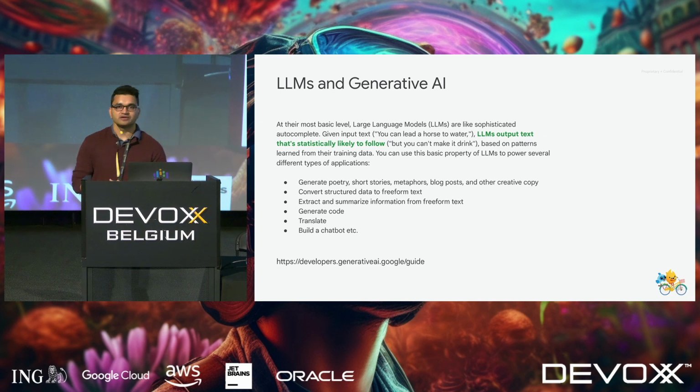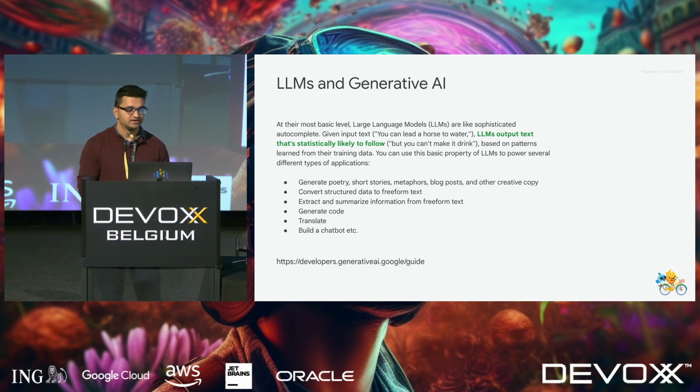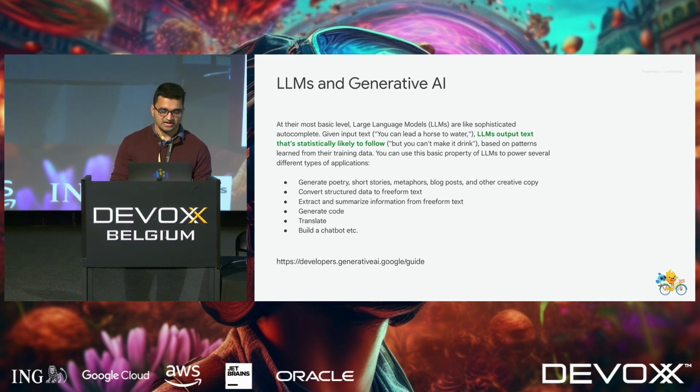But one could argue, what is this useful for? It's just a sophisticated autocomplete. Well, I'm sure there are tons of applications that you can build with sophisticated autocomplete. You can ask it to generate poetry, short stories, metaphors. It can convert structured data to freeform text. It can extract and summarize information, which I'm sure many of us have done, generate code, and build a chatbot. And there are many more use cases in this guide.